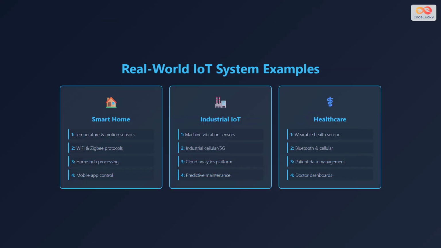The application layer is what users interact with directly. It includes mobile apps, web dashboards, and software programs that display information and allow users to control devices. For example, a smart home app lets you adjust your thermostat remotely, or a fitness app shows your daily step count. This layer transforms processed data into actionable insights and user-friendly interfaces. Applications can trigger automated actions, send alerts, or provide recommendations based on the data. The application layer is where IoT benefits become visible to the end user.